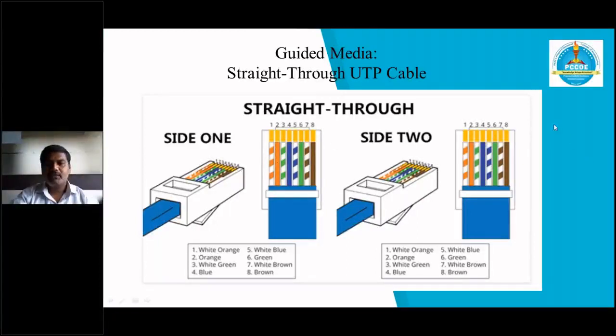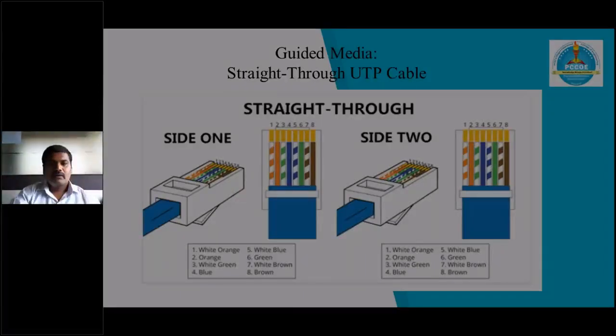Now if you observe this particular series with the same color coding on either side of your cable, then we can say it is a straight through cable. Very simple, isn't it? On either side, the same color coding should be there, and we can say it is a straight cable. So you should know the color coding if you want to create this straight through UTP cable. This sequence is very much needed for preparing the straight cable.